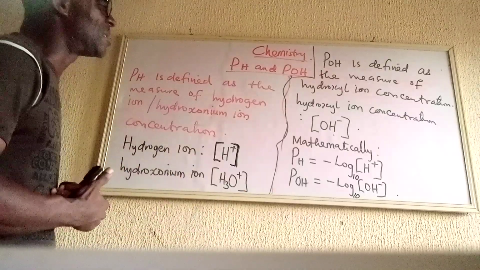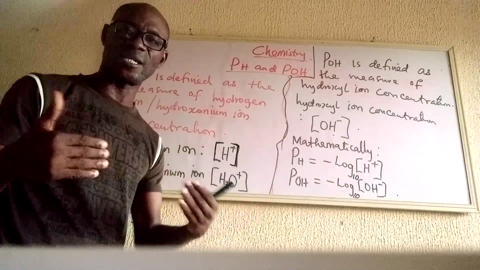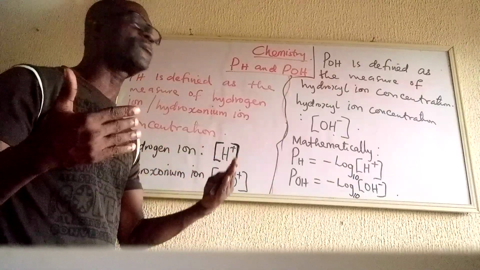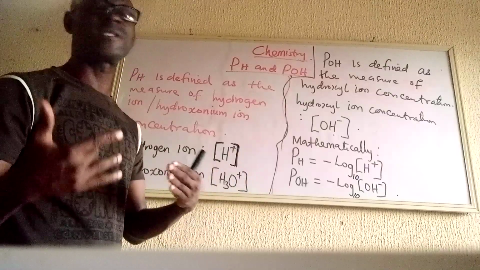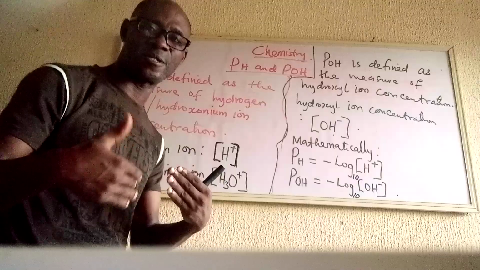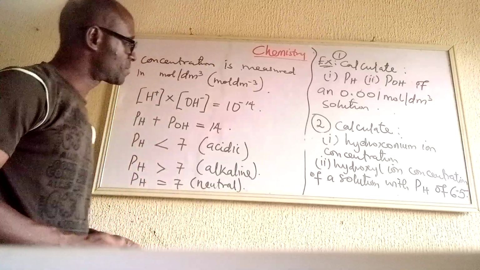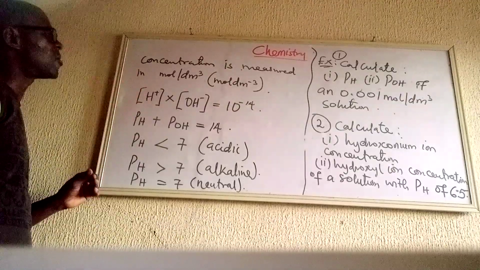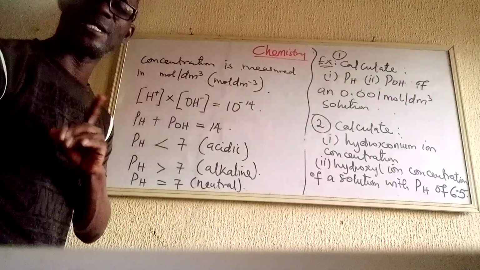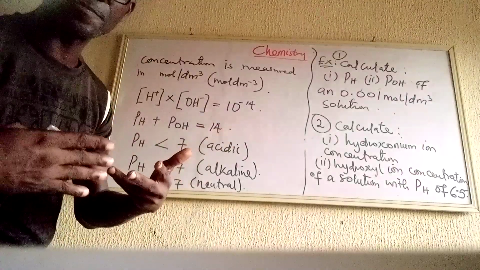Let's now look at how pH and pOH are related, and as well how the hydrogen ion concentration and hydroxyl ion concentration are related. All right. Let's see how concentration of hydrogen ion and hydroxyl ion are connected. Okay?